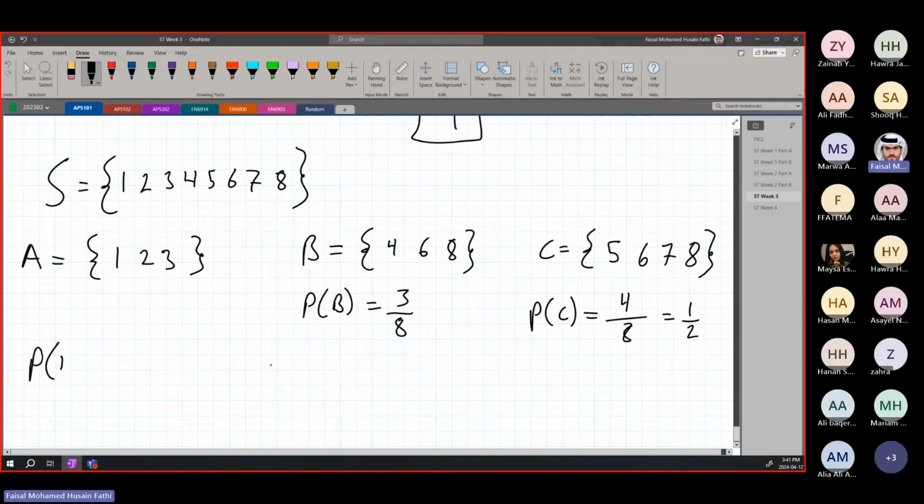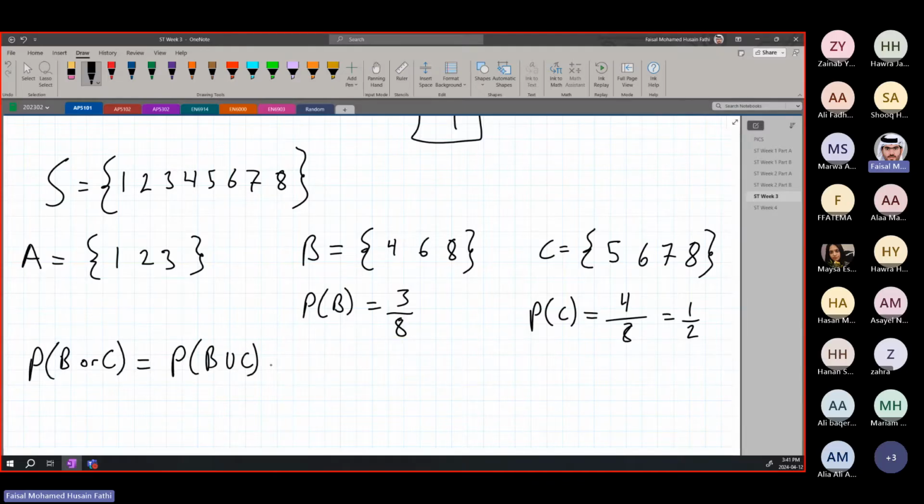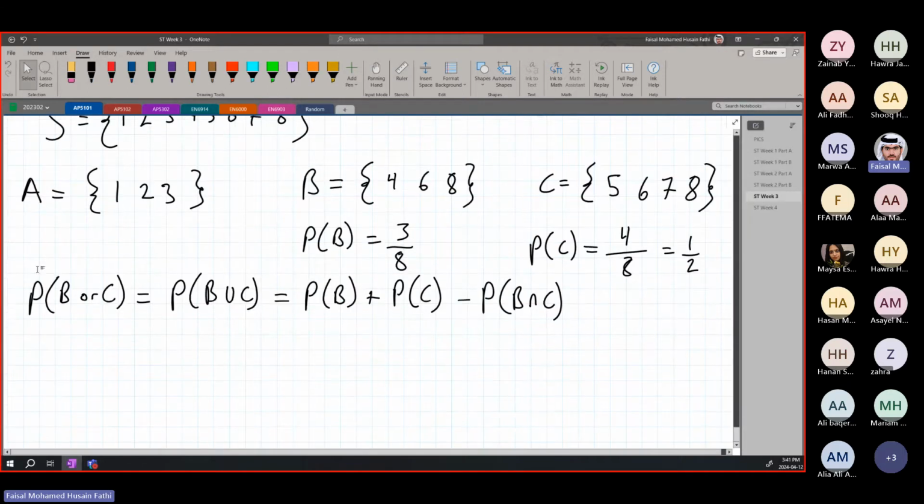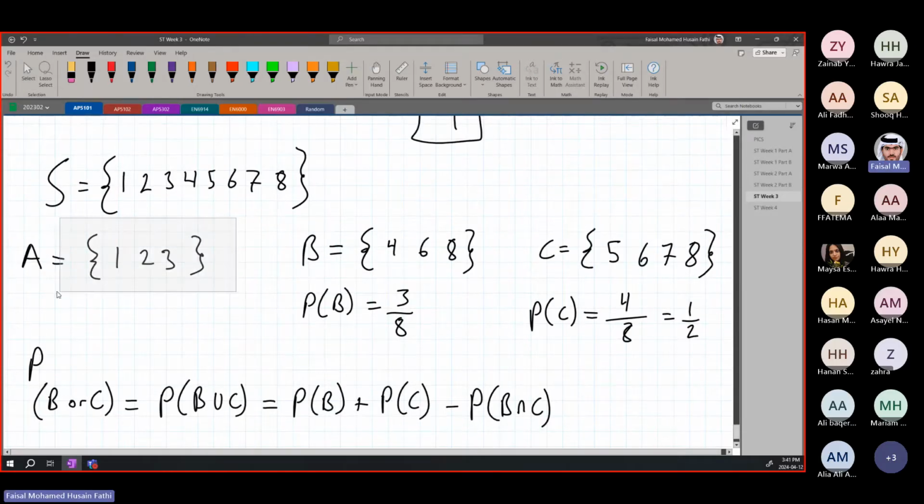So the probability of B or C, which is also written as P of B union C, is going to be equal to P of B plus P of C minus P of B intersection C. So we have one extra thing here. We have the intersection, all right? We don't care about A. We're not going to look at A.